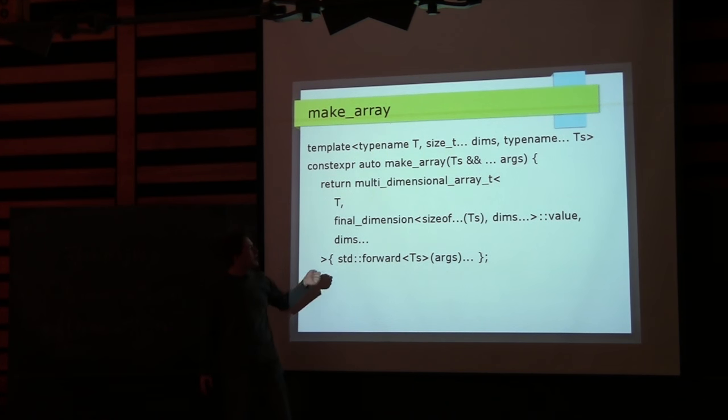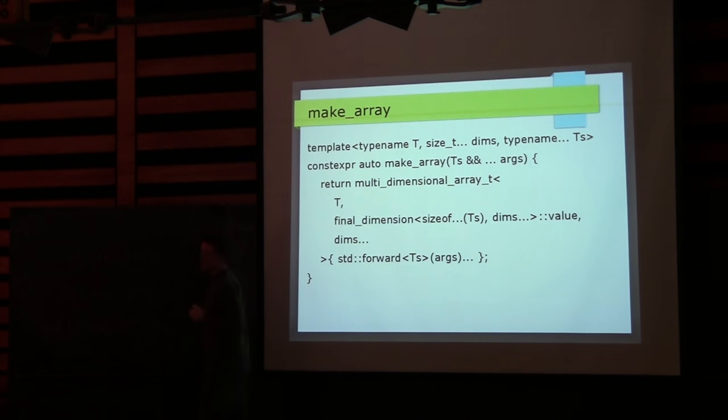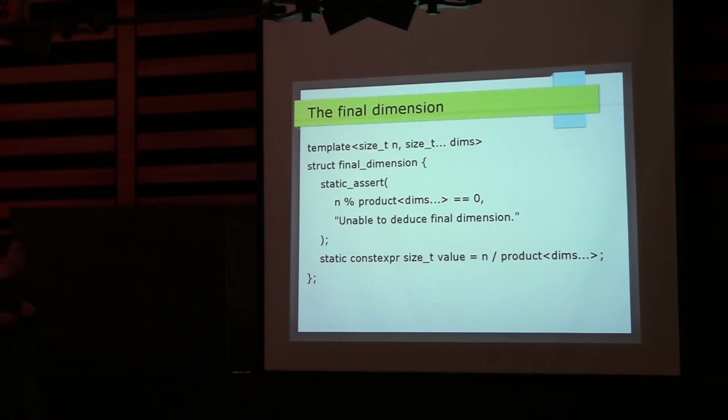Variable meta function. And we pass in the size of all of the arguments and the rest of the sizes. This is what we need to be able to compute what that missing dimension is. Final dimension looks like this.